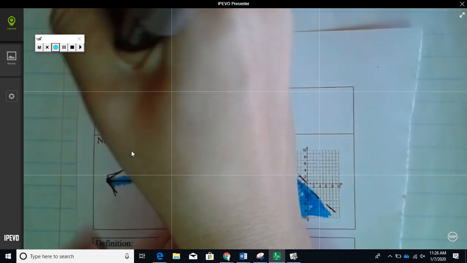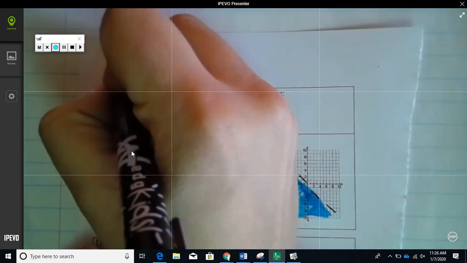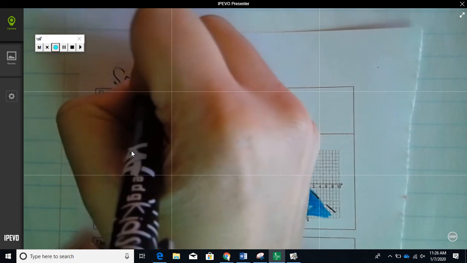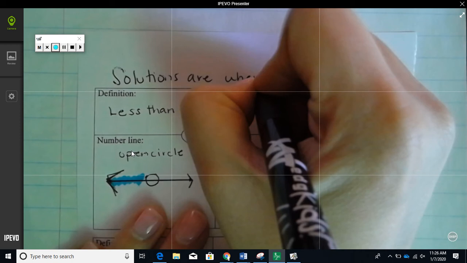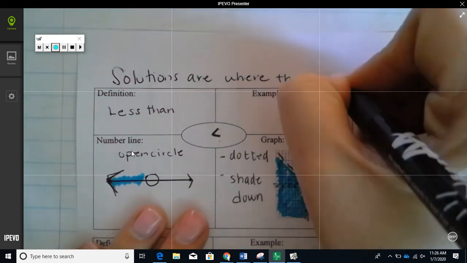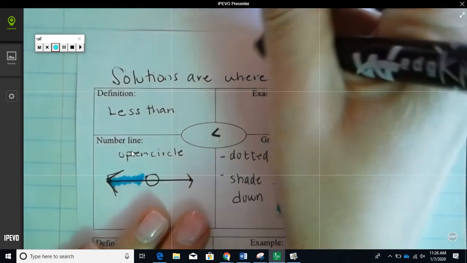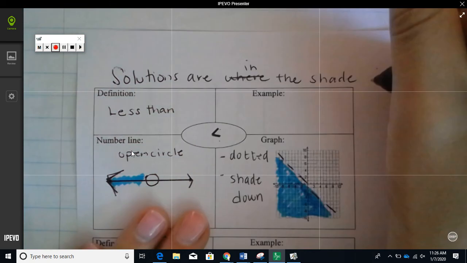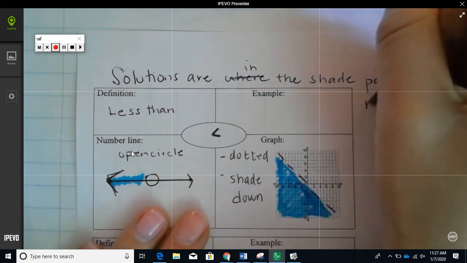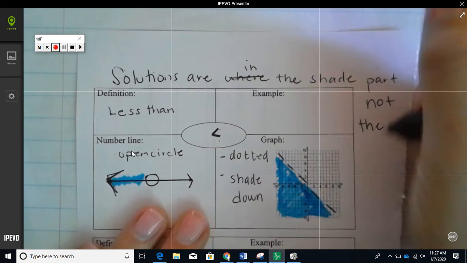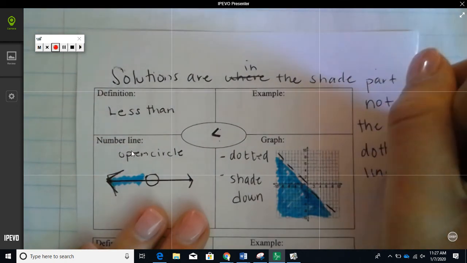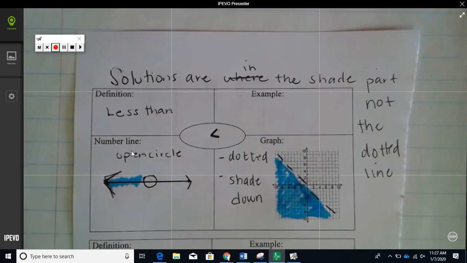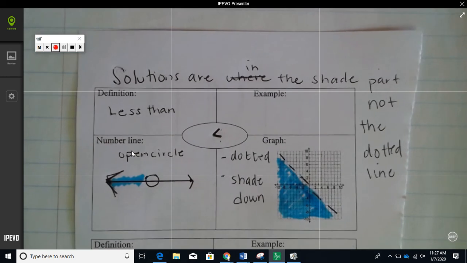So I'm going to write that down. Please write that down also. Solutions are in the shaded part, not the dotted line. Solutions are not part of the dotted line. Solutions are in the shaded part, not in the dotted line.